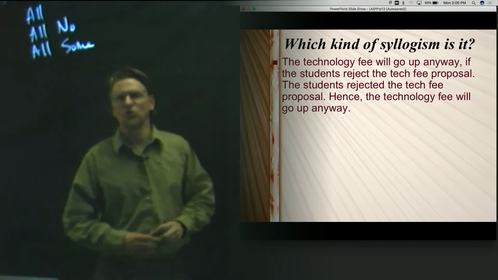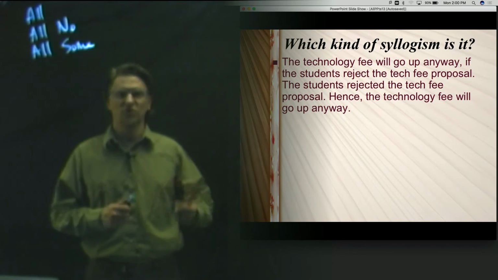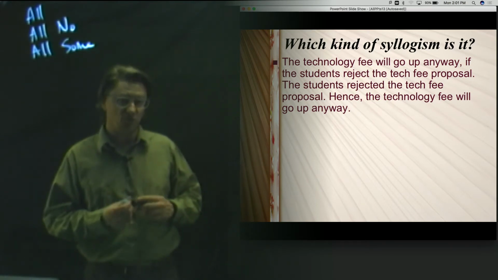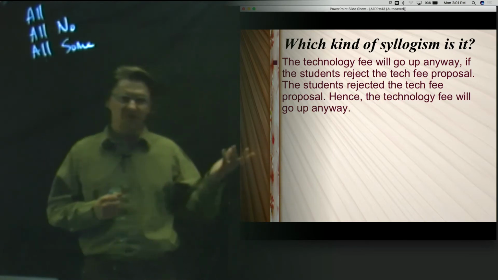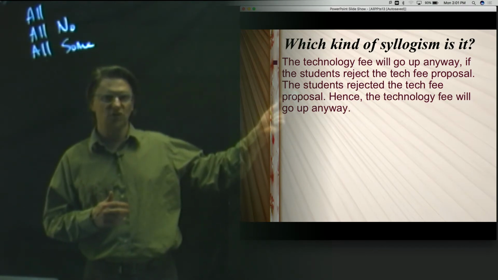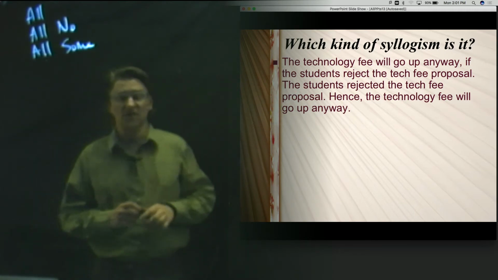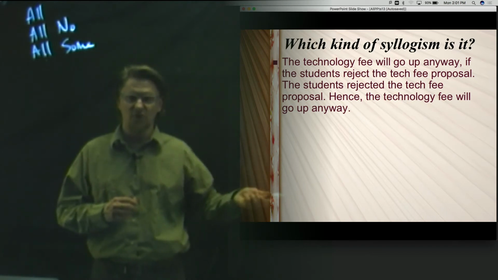So let's say I told you that the technology fee will go up anyway if the students reject the tech fee proposal. The students rejected the tech fee proposal, hence the technology fee will go up anyway. So clearly this is an argument. We have the word hence here as our conclusion indicator. And so we have two premises. The students rejected the tech fee proposal, and then the first one, the technology fee will go up anyway if the students reject the tech fee proposal.